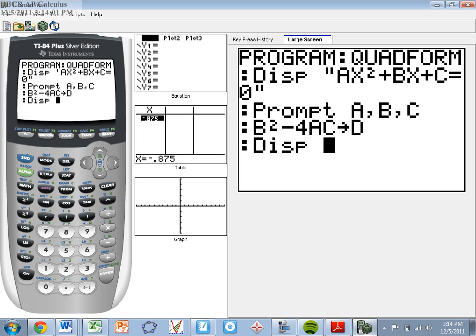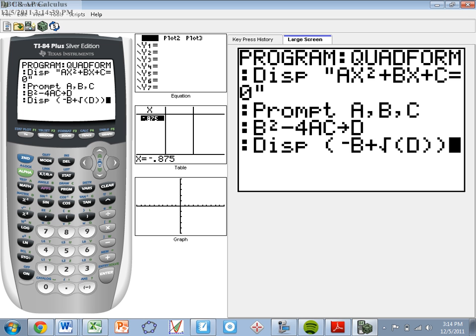So start with parentheses. Press the negative key down here. Then press the B. So alpha B. So negative B plus the square root. Where's the square root key on here? You got to press what first? Second. So second, and then press the x squared to bring up a square root. What am I taking the square root of? Good. D, or b squared minus 4ac, or D. So alpha D, close the square root, close the numerator.